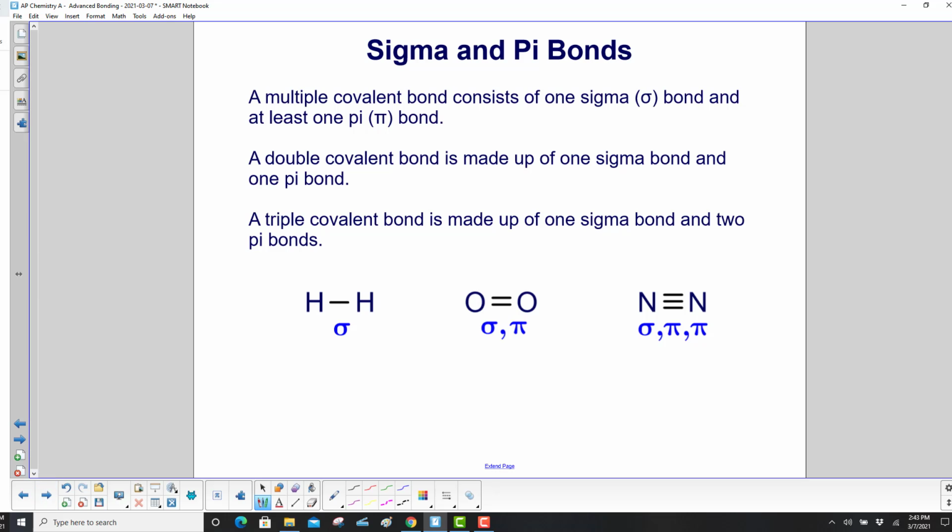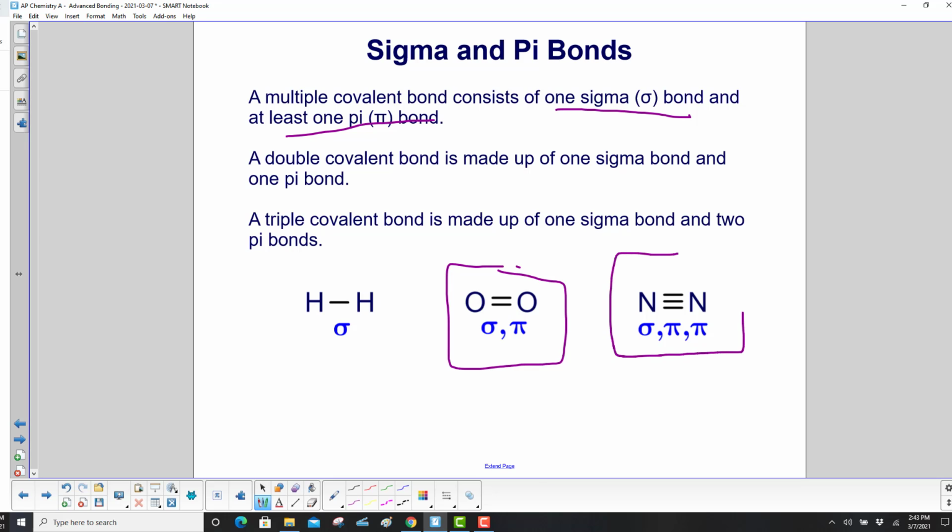A multiple covalent bond consists of one sigma bond and at least one pi bond. A double covalent bond is made up of one sigma bond and one pi bond. A triple covalent bond is made up of one sigma bond and two pi bonds. And here you just have a sigma bond.